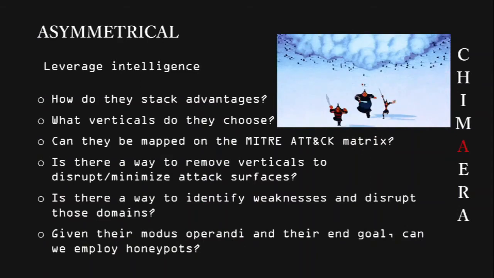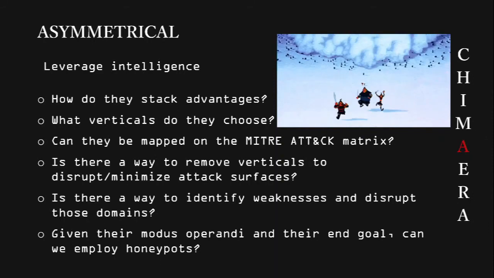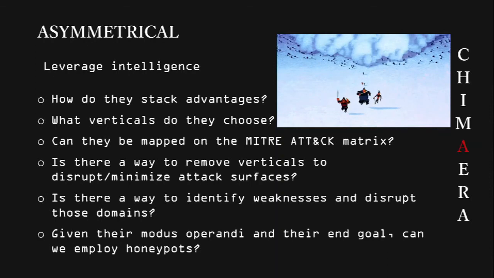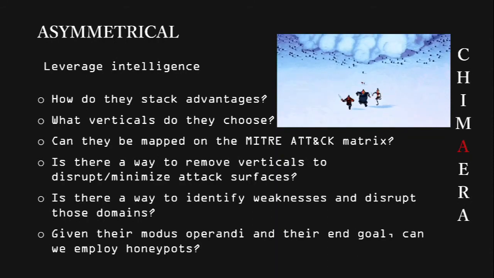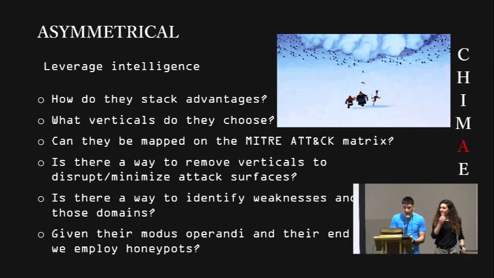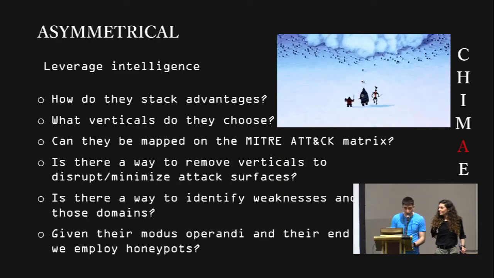A question that you'd have to ask with regards to threat actors is, how do they stack these advantages? What are the verticals they use? By verticals, I mean which subjects, topics, or entry points do they utilize? Can you map it on the MITRE ATT&CK matrix for reference? Another question is, can you remove the verticals to disrupt or minimize attack surfaces? And as a follow-on, is there a way to identify those weaknesses and disrupt those domains to disrupt their information operations? And lastly, if you want to collect more data on them, is there a way to employ honeypots or honeynets of sorts so you can gain live data on their actual operations, much like how Mandiant did with APT1?